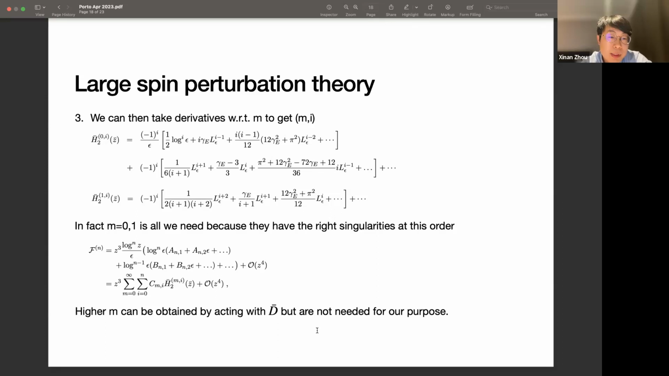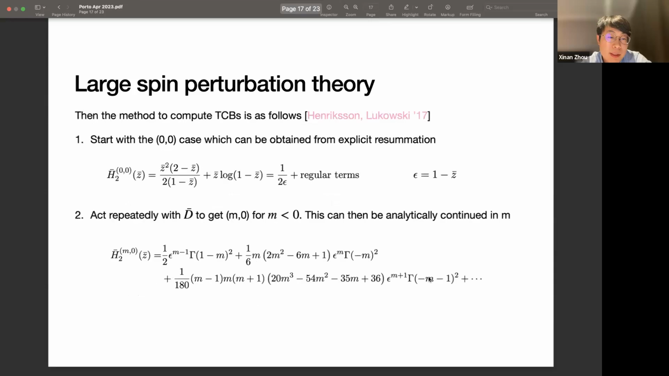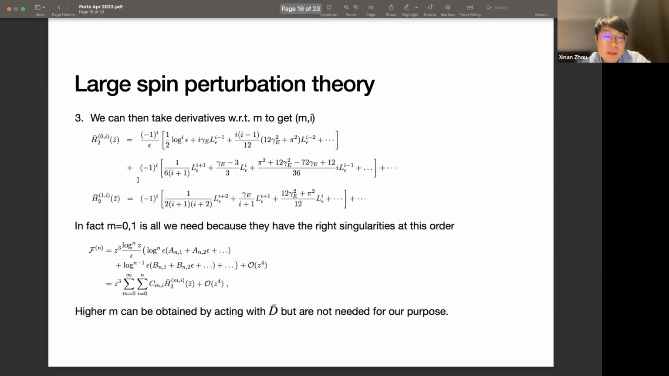So let me just summarize what we did here. Basically, we start from a case where we explicitly know the twist conformal block. We use the recursion relation to first get an analytic expression for arbitrary m. Then we take derivatives, then we get the logs, and then we compute these twist conformal blocks, which are needed for our calculation.